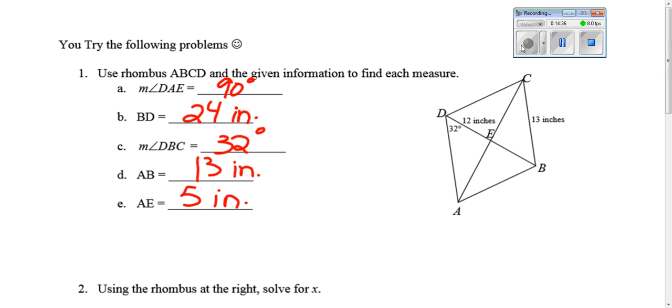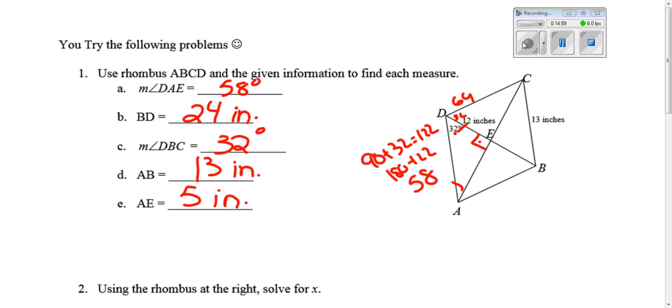All right, take a look. DAE is 90 degrees. Just kidding. Why did I write that down? Hold on. Sorry, guys, it's 58 degrees. So in that little triangle, I have a 90-degree angle, and that's 32. Added them together, subtracted it from 180, to give me my third angle down there, which is 58 degrees.